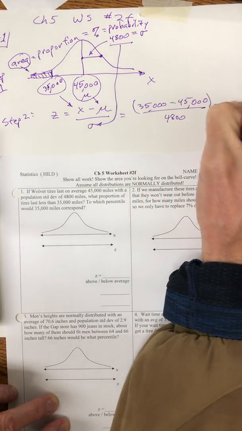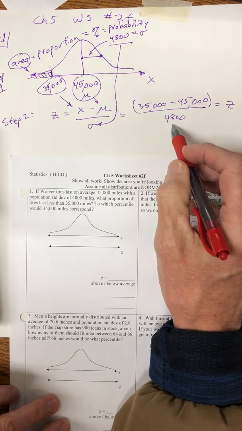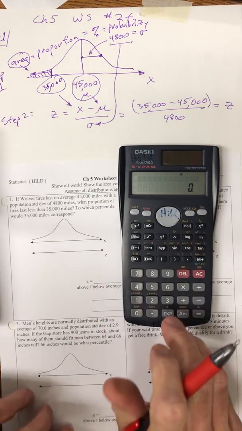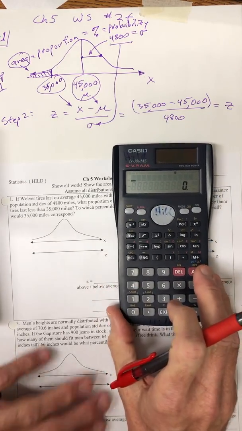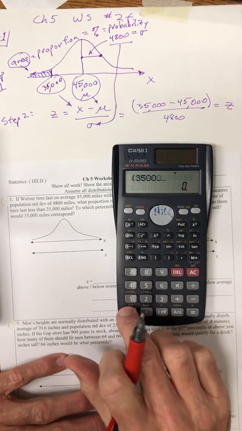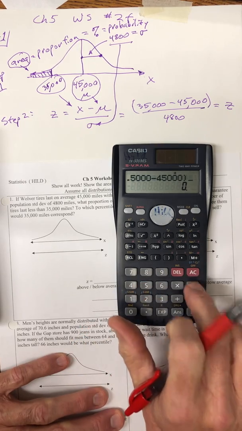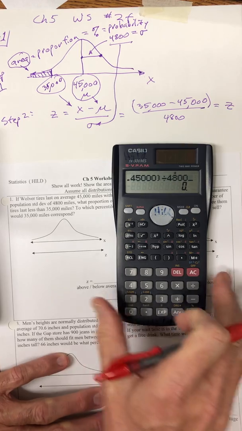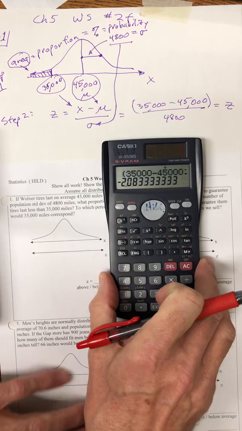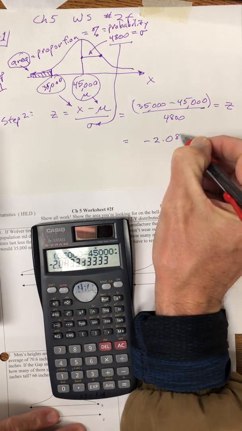Remember, when you do the top, you want to subtract them and then push enter and then divide by 4,800. So I'll do that on my calculator. You can do it all in one step, or you could do it in 2 separate steps. Maybe I'll do it all in one step here. So I'll do parentheses 35,000 minus 45,000, close parentheses, and then divided by 4,800. Then we push equals, and we get negative 2.08.